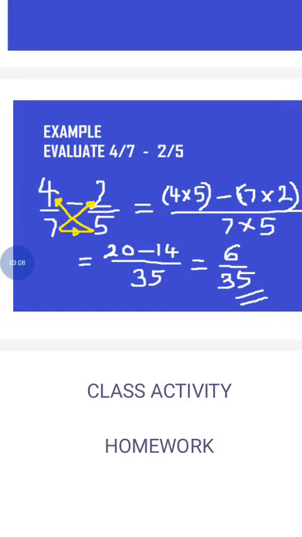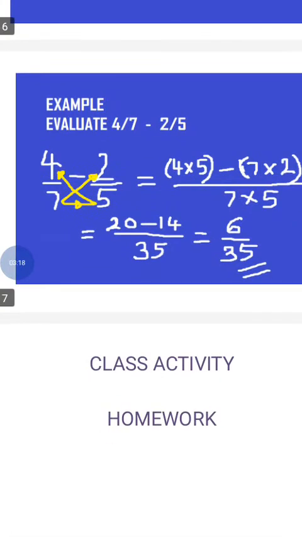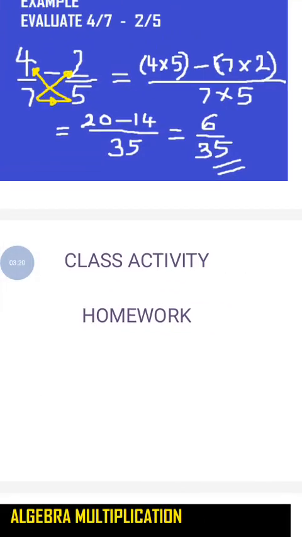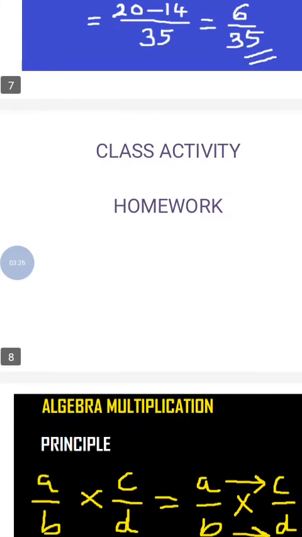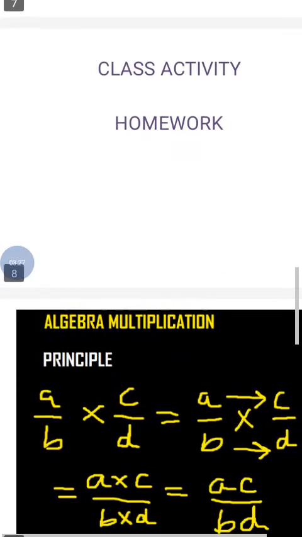So we have 20. 4 times 5 is 20, minus 7 times 2 is 14, and 7 times 5 is 35, which is equal to 20 minus 14 is 6 over 35, and that's the answer. It's in its simplest form. It's a proper fraction, so you leave it like that. So don't forget, you're supposed to have a class activity and a homework on that.